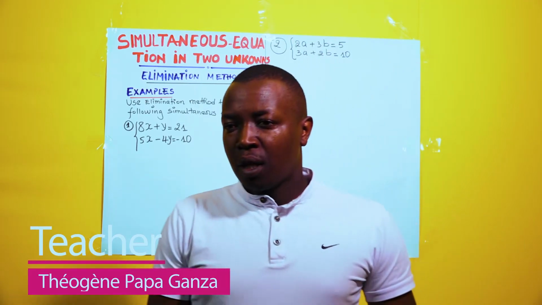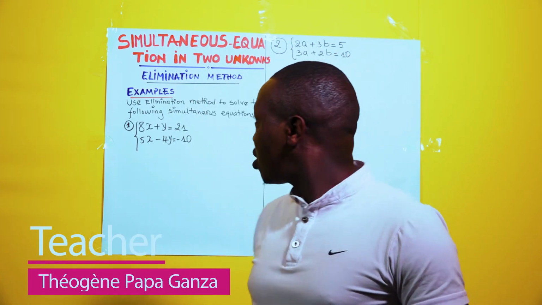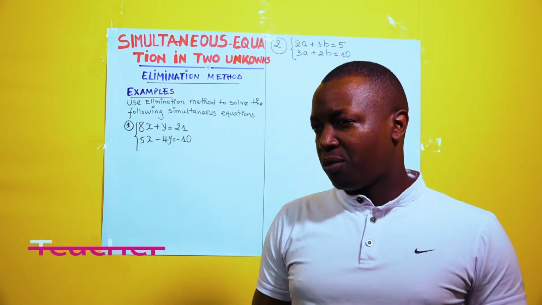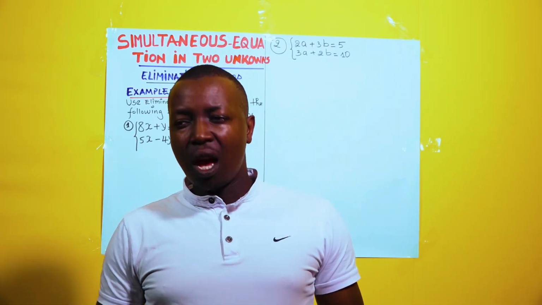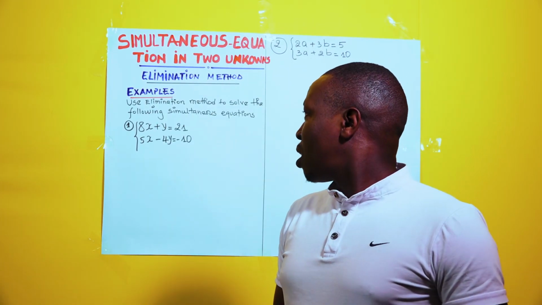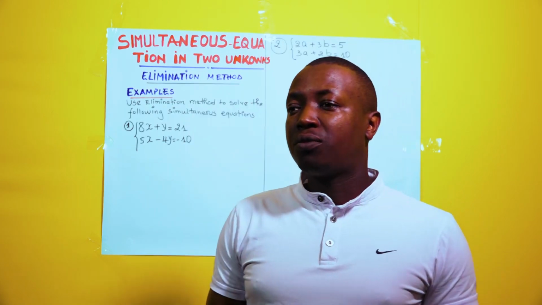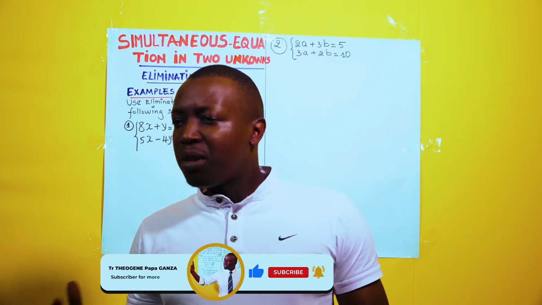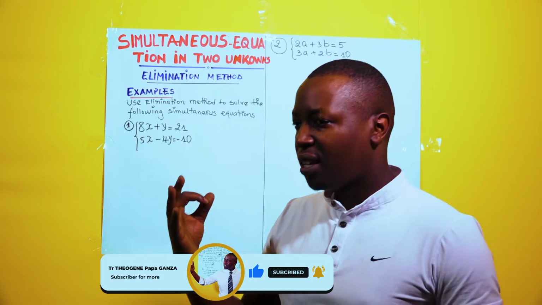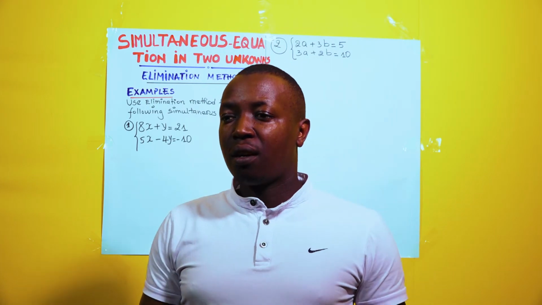And today's topic, we are going to see how you can solve simultaneous equations in two unknowns, right? So remember, last time we were dealing with linear equations. Now today, it is a combination of two equations. And we are going to see some of the methods that you can use to solve the system of linear equations. There are three methods, and among those methods you are going to learn one of them.